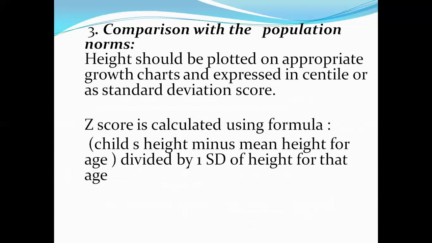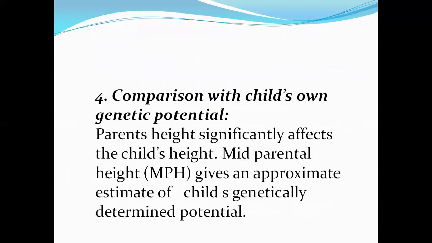That is complicated, but we can draw it on growth chart. Only then we can see where the height lies on the growth chart. Comparison with child's own genetic potential. This is important. Parents' height significantly affects the child's height. Mid-parental height gives an approximate estimate of child's genetically determined potential.